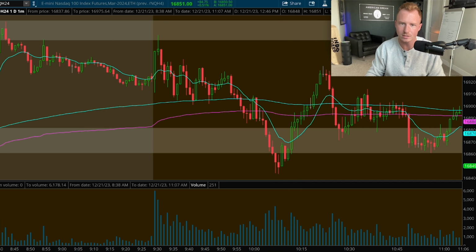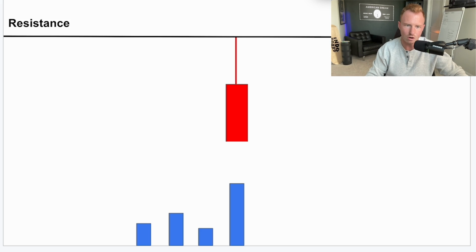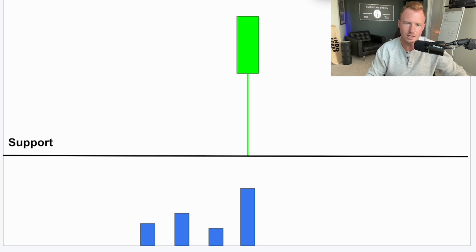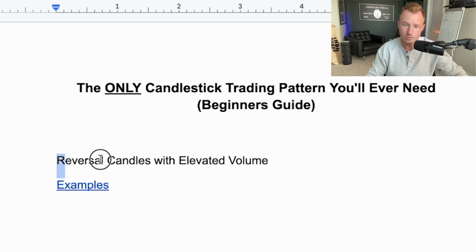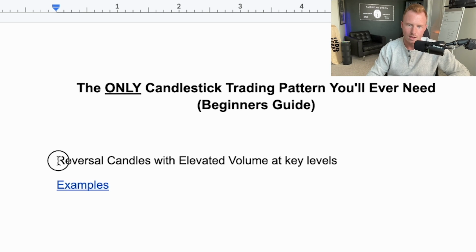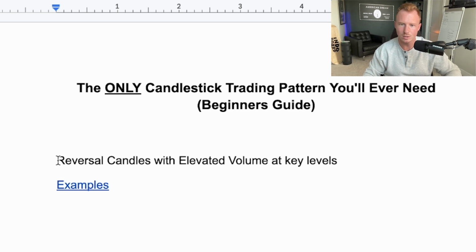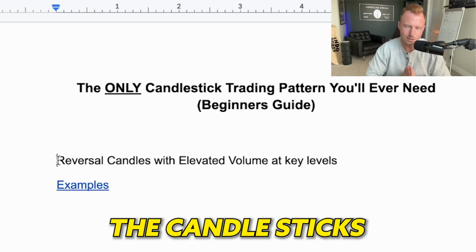So this is pretty much the main confirmation I look at for pretty much every trade I took. And again, I do this all from this strategy of looking for reversal candles with elevated volume at key levels. Okay, that's pretty important to know. So anyways, guys, this is pretty much the only candlestick pattern you really need, or at least this is the only one I use. If you're going to use candlestick patterns, again, please don't just look at the candlesticks.